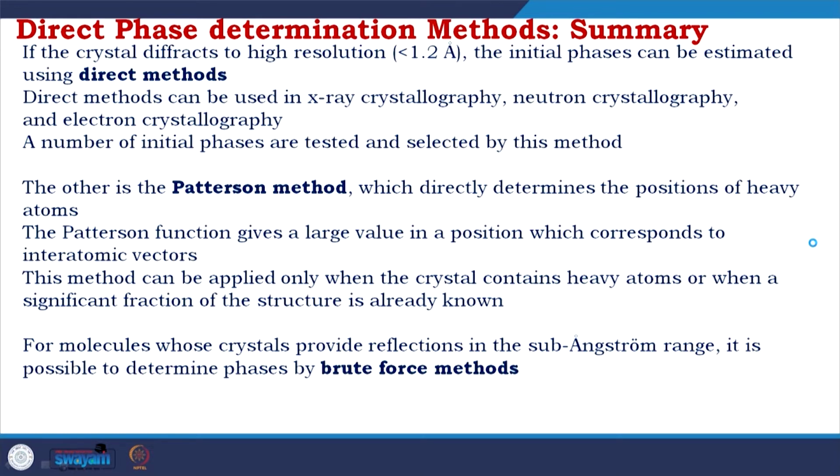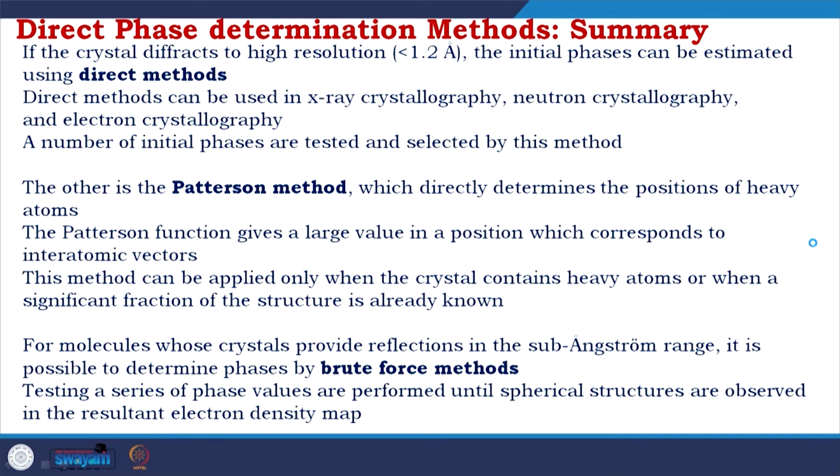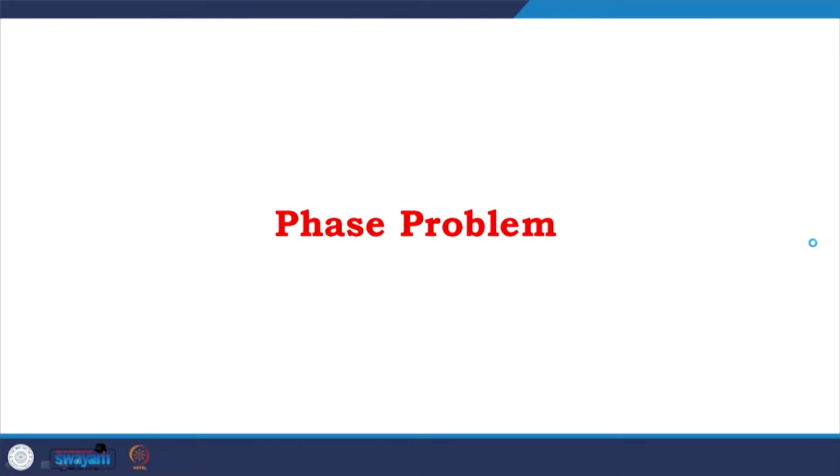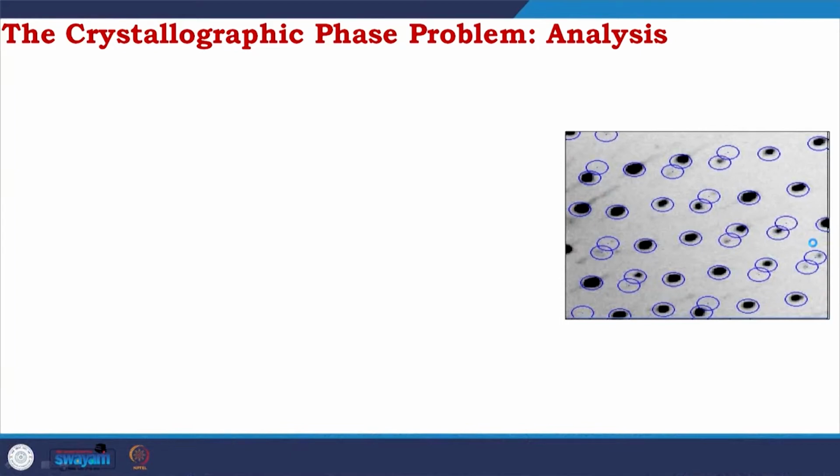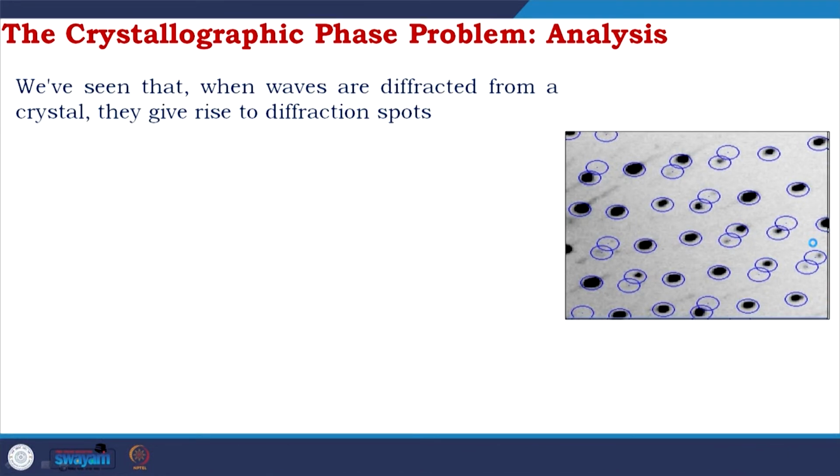brute force method. In this method, we have to test a series of phase values, which would be performed until spherical structures are observed in the resultant electron density map. So, this is about the direct methods and their possibilities, advantages, disadvantages. Again, come back to the phase problem. Why did the phase problem technically happen?